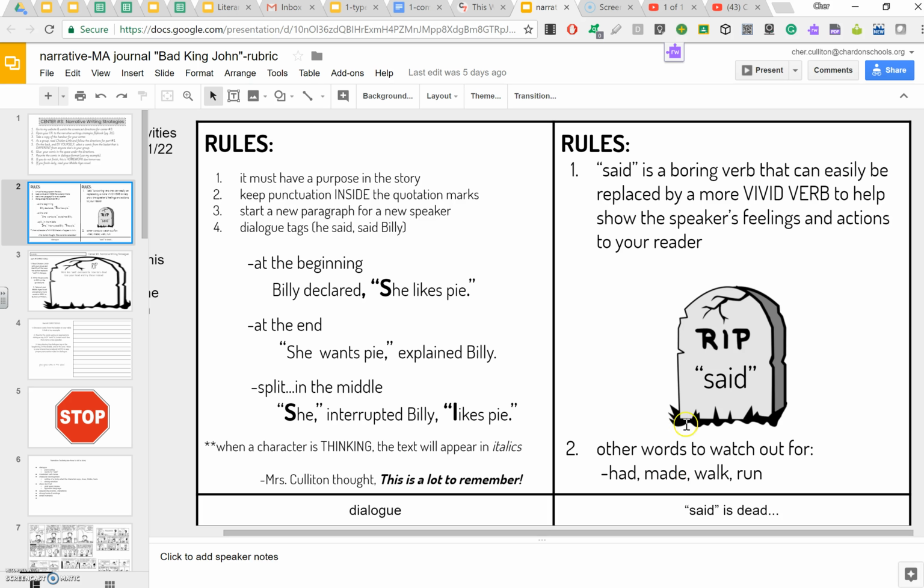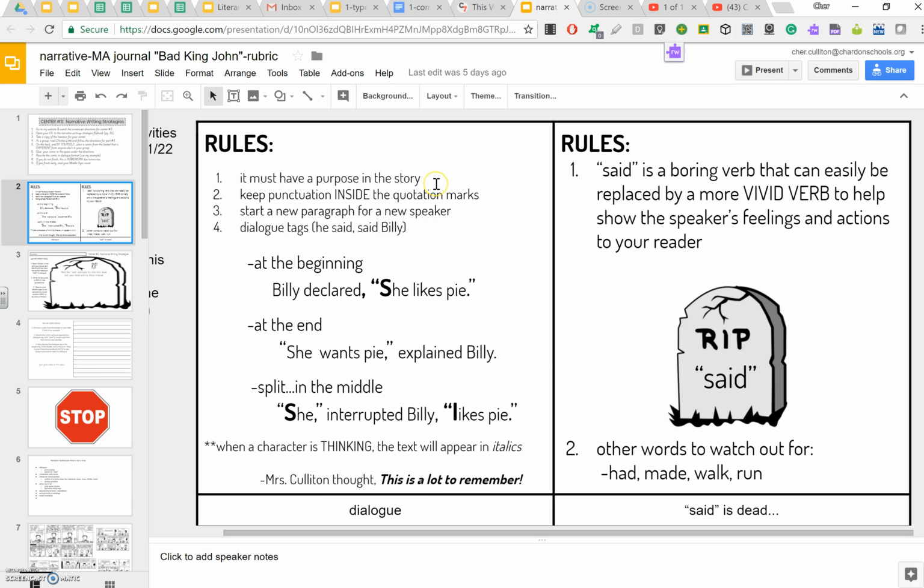The other one that you're going to focus on, since we're talking about dialogue and said, is when to use dialogue when we're writing. And my first rule when using dialogue, when you're writing a story, is that it must have a purpose in your story. It's not just like, "Hey," Billy said. "Hey," he replied. "What's up?" I asked. "Nothing," he said. That kind of dialogue doesn't really add a lot of description or action to your story.